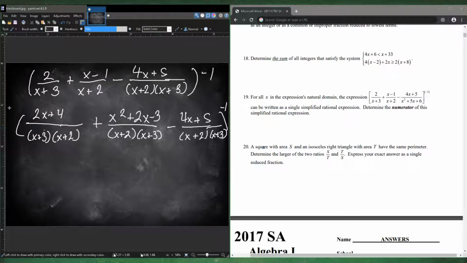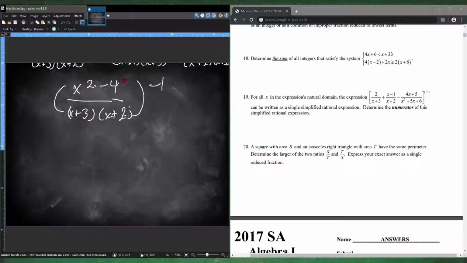So then we have an x squared on top, right? And the 2x plus this 2x is 4x, which cancels out with this minus 4x. Plus 4 minus 3, that's 1. And then a minus 5 is minus 4. And then the bottom is x plus 3 and x plus 2. And remember, this is still in the parentheses, so that's still raised to the power of negative 1.